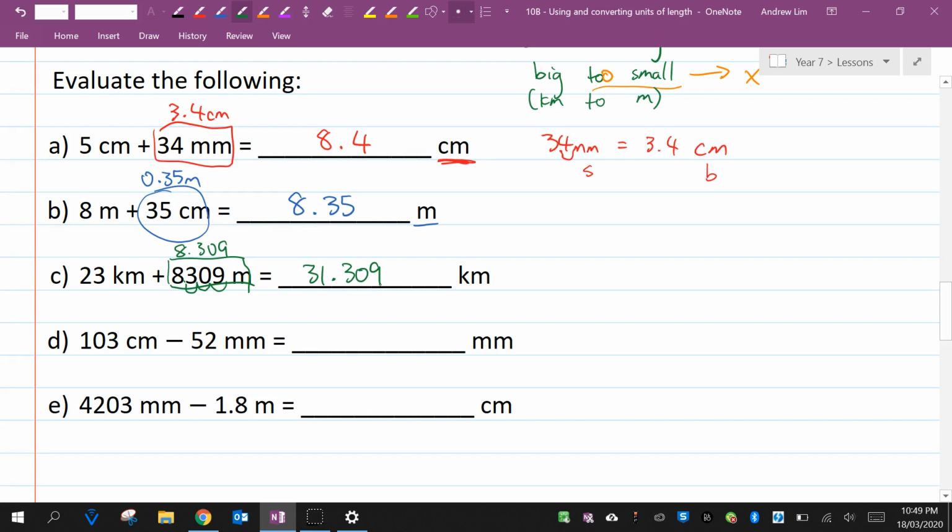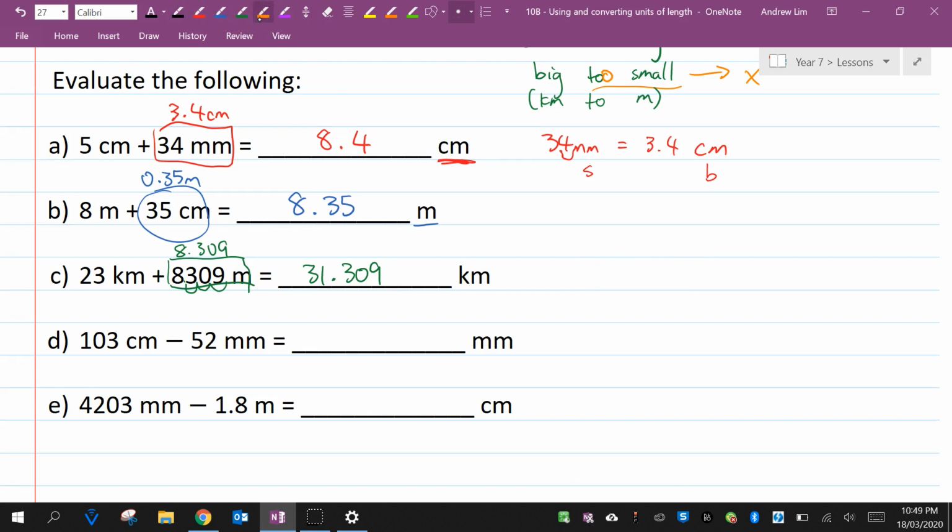Also, I just realized that I haven't said this explicitly, but if you have a whole number like 8,309, the decimal is technically right here, okay, at the end. So if you have a whole number, the decimal point is at the end.